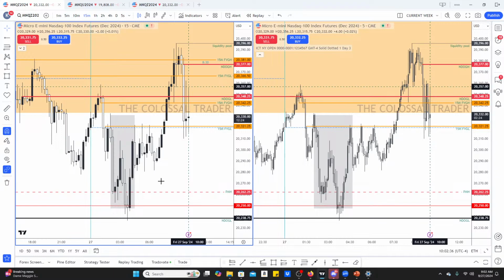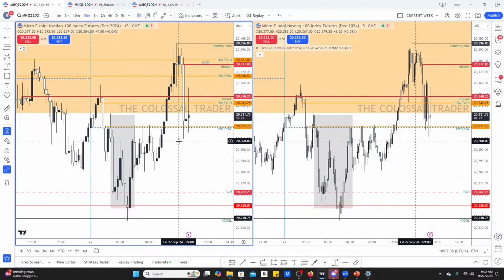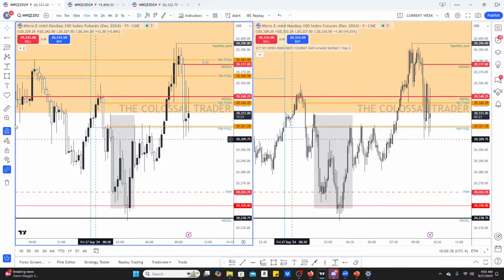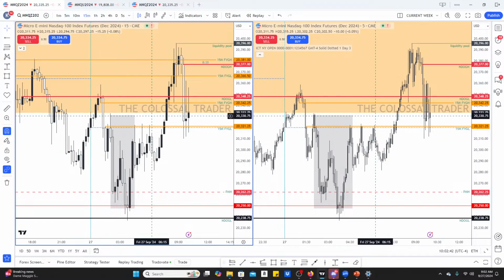Might be another sell off again. I really would have rather have seen them take this low. I really could see a sell off taking off here.